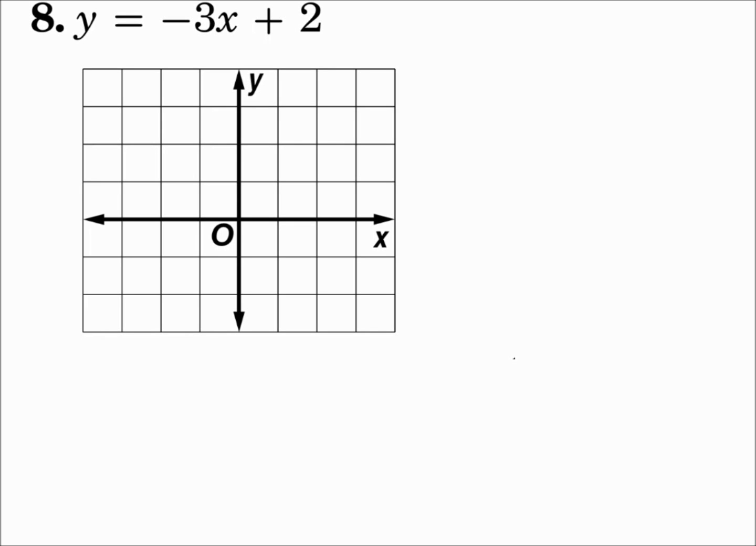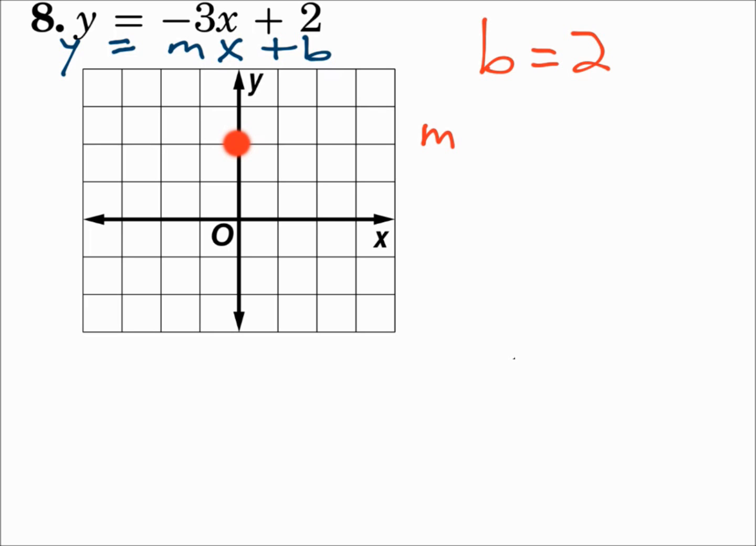Number 8. Y equals -3x plus 2. This is already solved for y, so it is in slope-intercept form. If it wasn't in slope-intercept form, then we would solve the equation for y to put it in slope-intercept form. This one's already there. You can see based on where the numbers are that m is -3 and b is 2. To graph, start with the y-intercept. b is 2. So put a point at 2 on the y-axis.